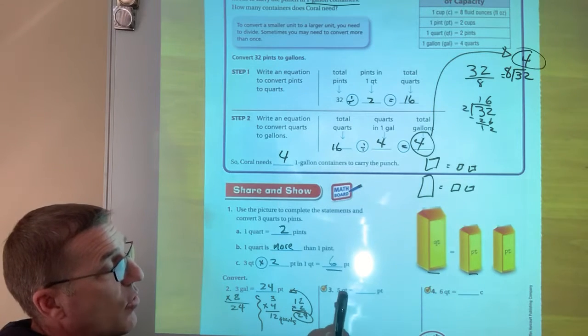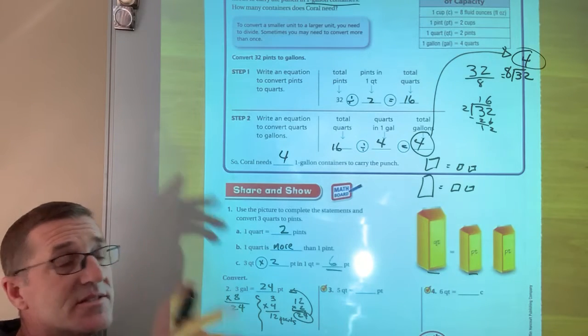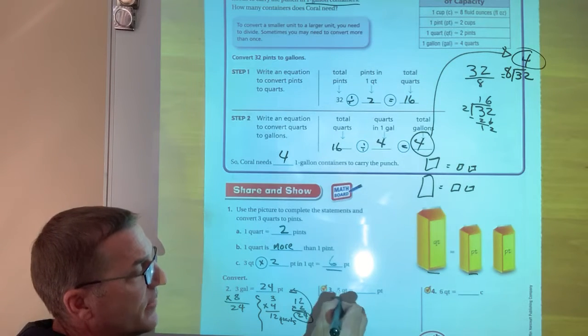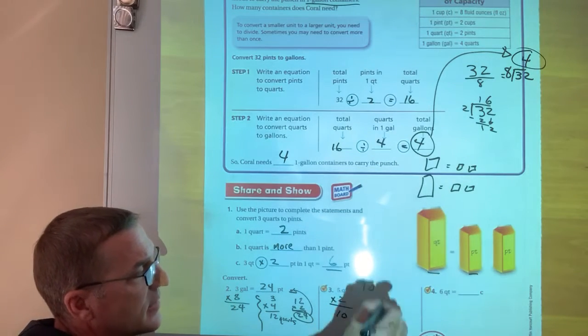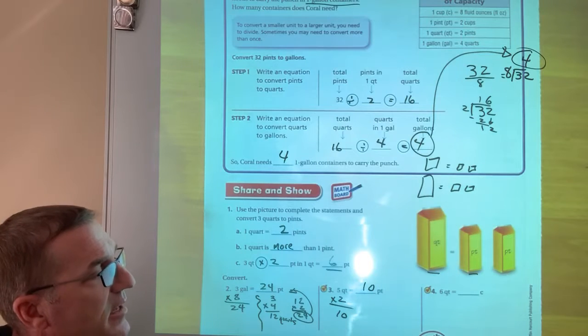How many pints are in a quart? That's in the middle, so we know it's 2. So I just multiply by 2, and of course 5 times 2 is 10. So I get 10. And then at the bottom here, I've got 6 quarts equals cups.